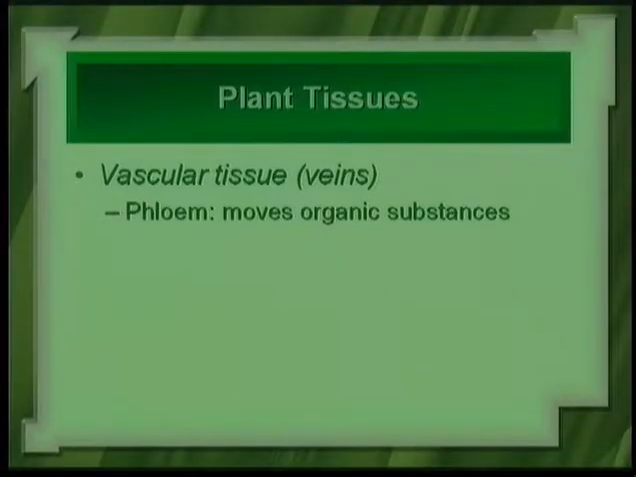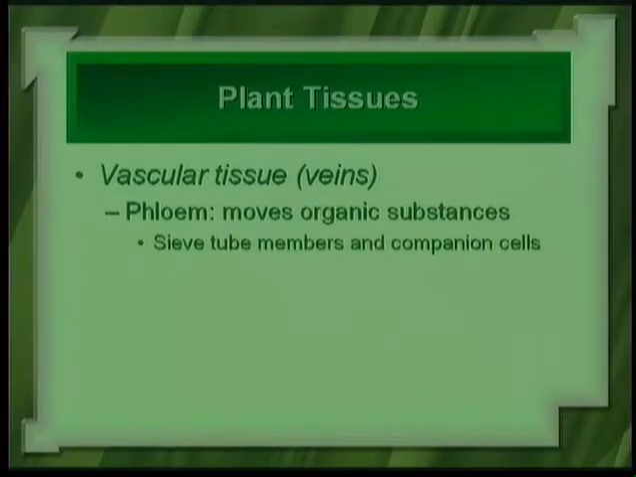Now phloem is another kind of tissue. Remember that xylem moves water in the plant, so phloem moves organic substances such as sugar, and other things like that, different kinds of sugars, including glucose and so on. Two of the cells specialized for phloem include sieve tube members and their companion cells.